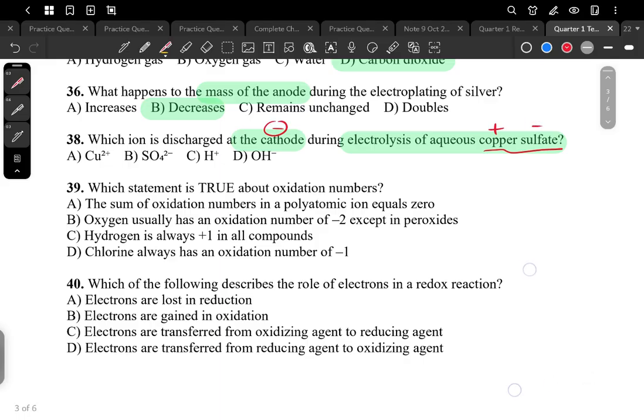So the copper will go to the cathode because it's a positive ion, but not only the copper is going to go there, but also the hydrogen ion of water, because this is an aqueous solution. So when hydrogen ion exists and copper ion exists, the copper ion will be reduced. Why? Because copper has less reactivity than hydrogen, so it's going to be easily reduced at the cathode, changing into copper atoms.